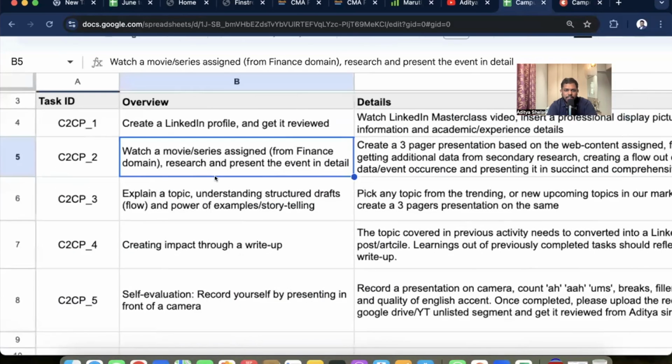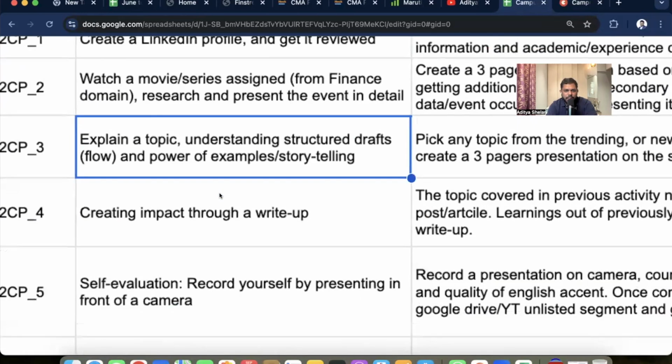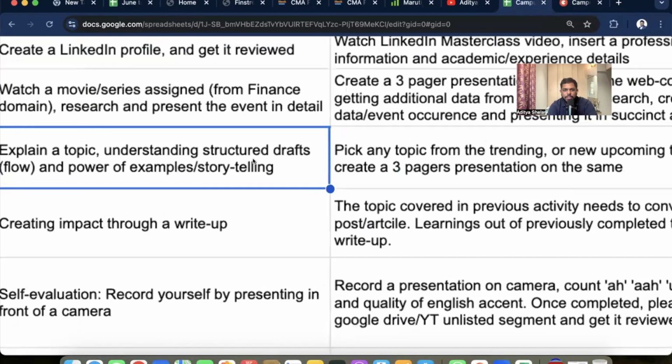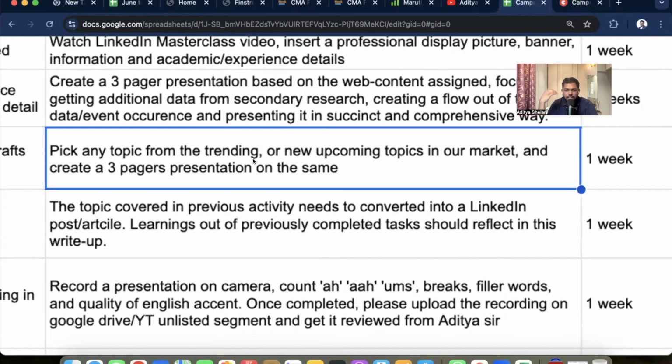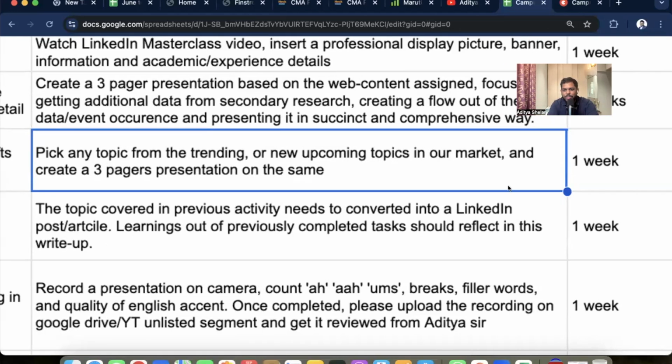You get first-hand feedback. Then your next task is to explain a topic, understanding structured drafts, flow and the power of example storytelling. Here you will be given a topic which is relevant in the current market. The topic we have picked right now is sustainable finance. In sustainable finance, you have to create a presentation of 3 slides, and I'll walk you through how to create it, how to create a story out of it, because your presentations should always be in a storytelling format. A lot of people just come on stage and read out slides, which is the worst thing you can do. So this training is also there.